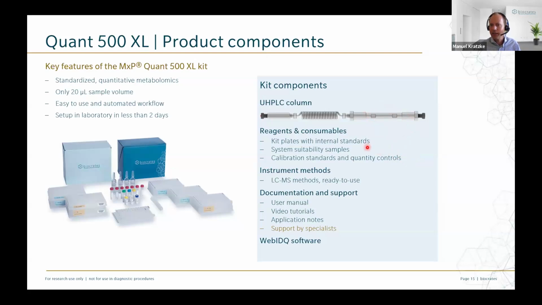Kit plate is included, samples for the system suitability test to check the performance of the LC-MS system, calibration standards and quality controls. The instrumental methods are ready to use, no tuning or optimization is required. You copy them to MassHunter and you can start.